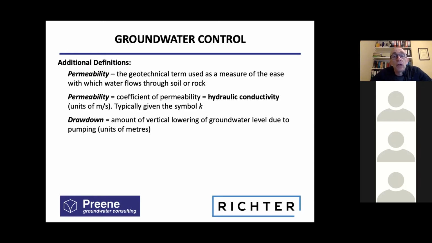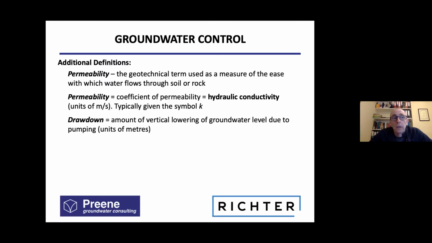Another really useful term that we use in our industry of geotechnical engineering is permeability. And permeability is a measure of the ease with which water flows through a soil or rock. So if water flows easily through a soil or rock, that would be high permeability. And conversely, if the water flows only poorly or slowly, that would be low permeability. Permeability is typically given the symbol K, and in SI units has units of meters per second. It's also known as hydraulic conductivity.